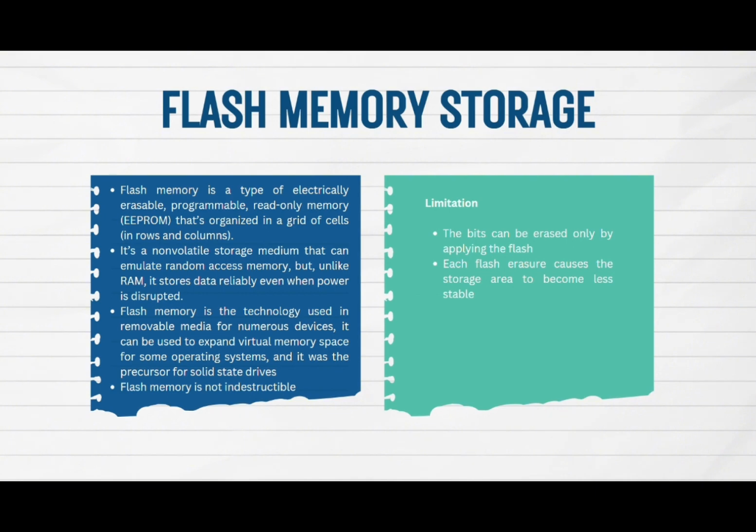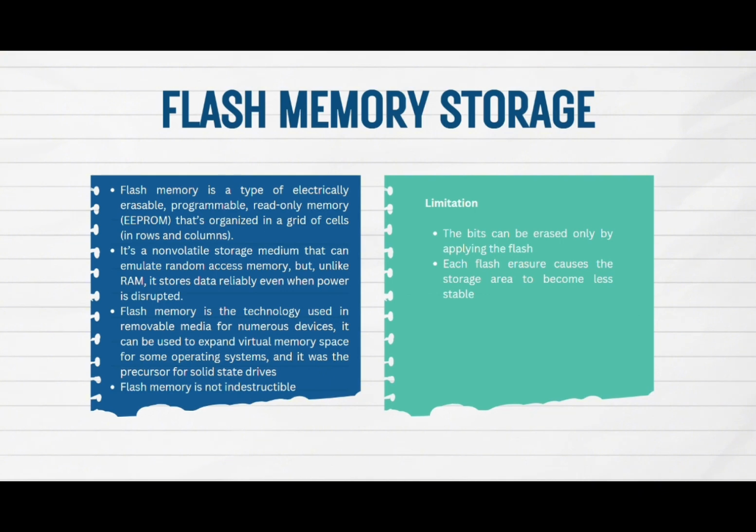Flash memory is a type of electrically erasable, programmable, read-only memory (EEPROM) that's organized in a grid of cells in rows and columns. It's a non-volatile storage medium that can emulate random access memory, but unlike RAM, it stores data reliably even when power is disrupted.